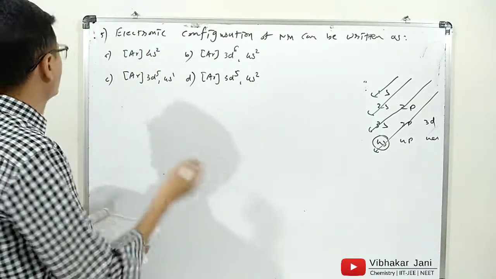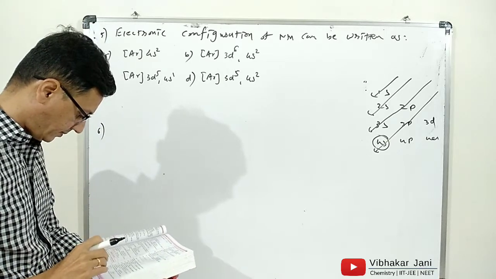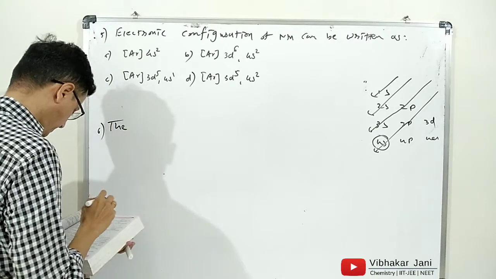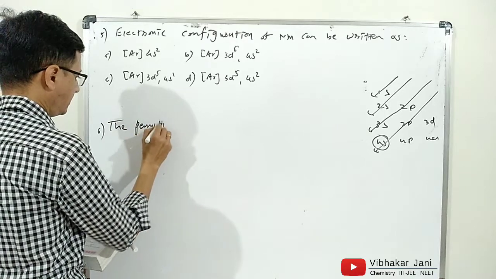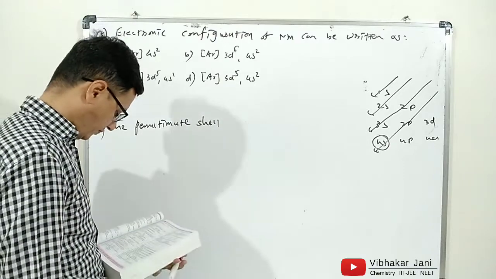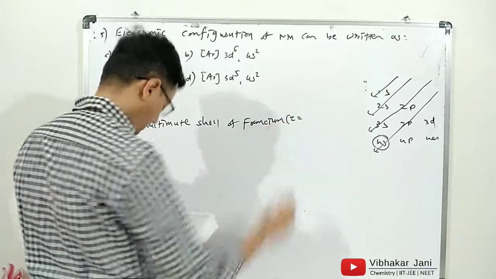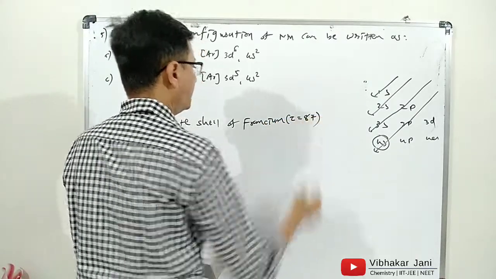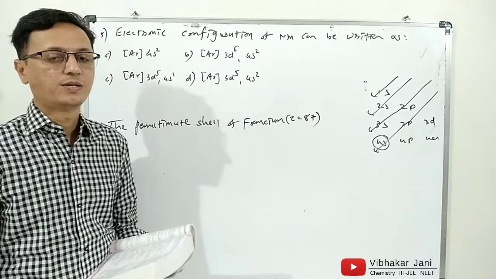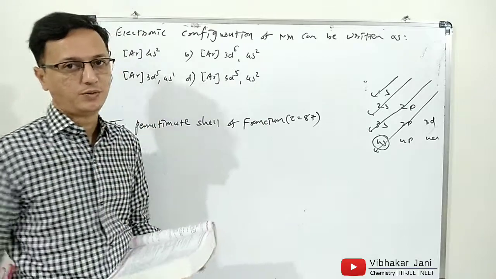Okay, now let us write another question also. The penultimate shell, this is a very good question. The penultimate shell of francium, and the atomic number is also given, which is 87. You will learn this because we will start the third chapter soon, so you will remember the atomic number of every element, and also the position in the periodic table.